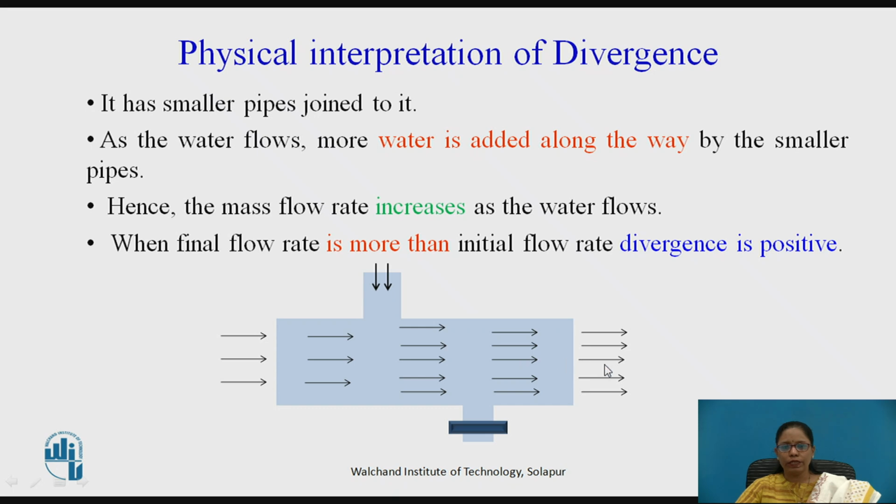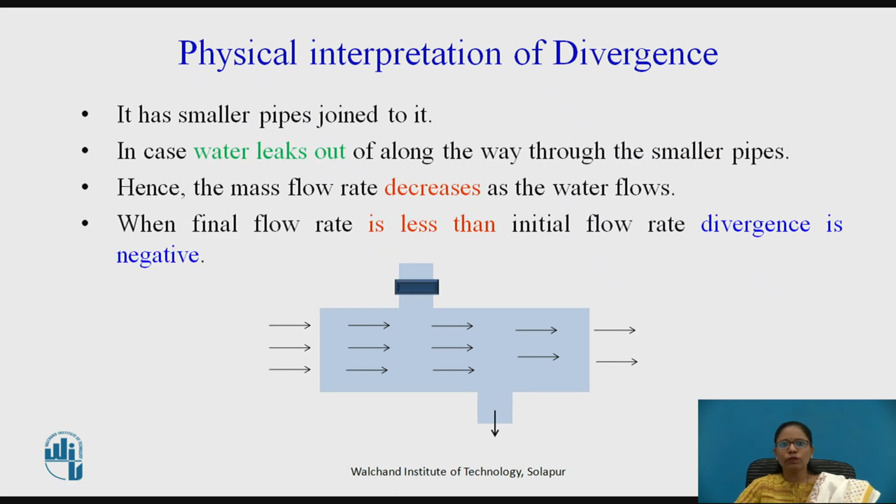So flow rate is increased. So when the final flow rate is more, you can observe here, this is a final flow rate which is more than initial flow rate, then I can say that divergence is positive. Similarly, there can be negative divergence. Now here I consider that one of the outlet I have opened so that water which is flowing from here is leaking out from this, as I have shown with 3 arrows, and here as the water is leaking out, only 2 arrows I have shown. So when the final flow rate is less than the initial flow rate, then I can say that divergence is negative. So this divergence is negative.